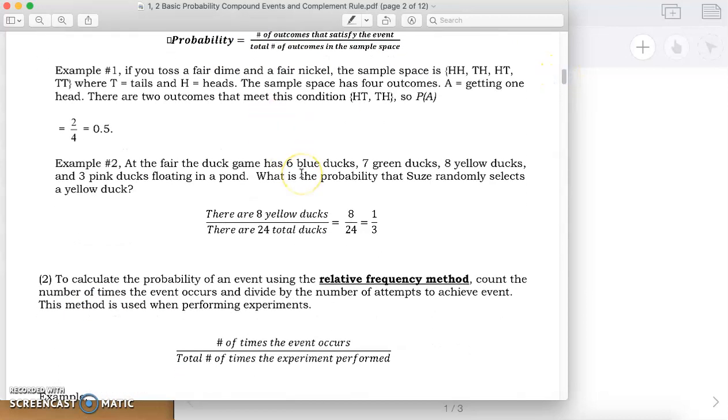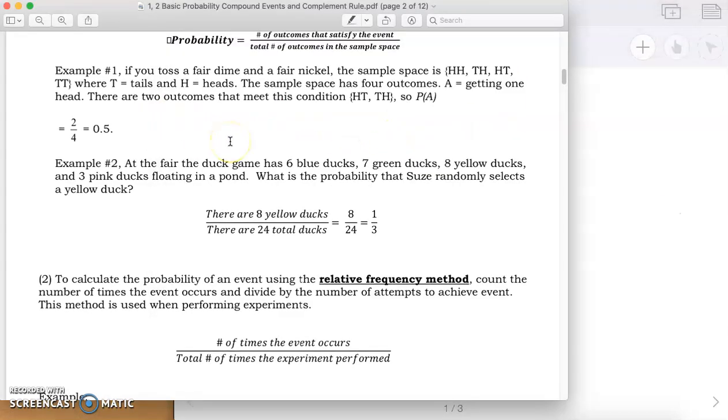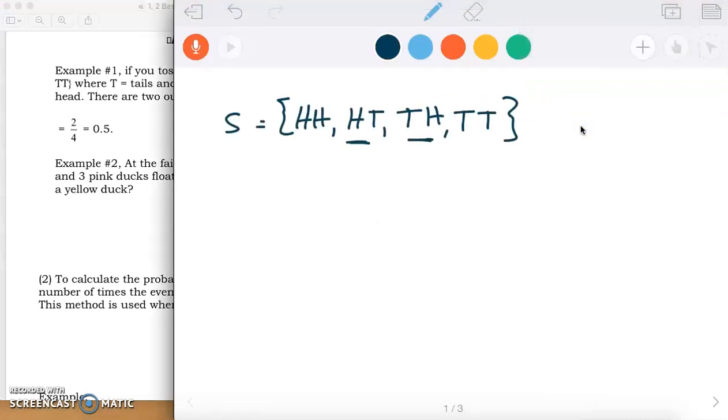Example 1. If you were to toss a fair dime and a fair nickel, the sample space is HH, TH, HT, and TT, just like we talked about, where T is tails and H is heads. The sample space has 4 outcomes. A equals getting one head. When we say getting one head, that refers to either this outcome or this outcome, which means that two possible outcomes satisfy that event, and there are 4 total outcomes. So that would equal 1/2 or 0.5.